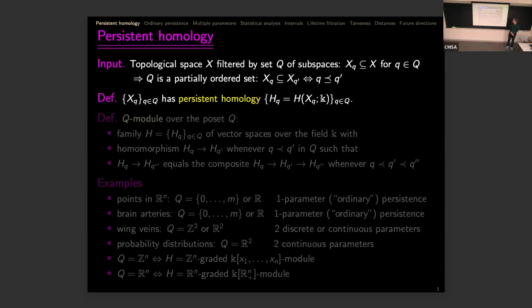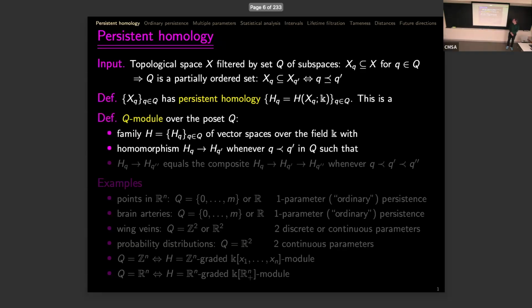So this set of vector spaces indexed by your partially ordered set is a module over the poset. By a module over the poset, I mean a family of vector spaces over a fixed field K. There's going to be a field K that's there the whole time. It's fixed. You can view it as the complex numbers if you want. Maybe you should view it as the field of two elements, because a lot of people do that. That means you don't have to worry about signs. And it makes it easy for the computer.